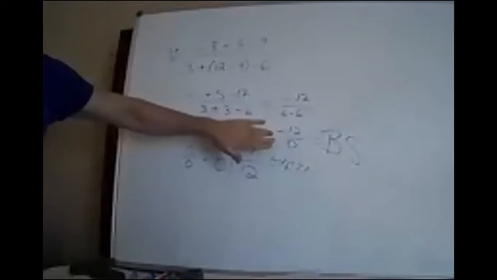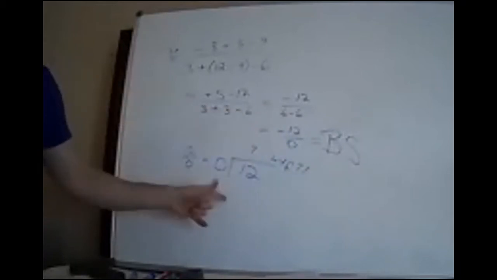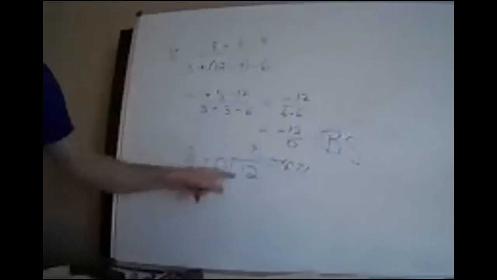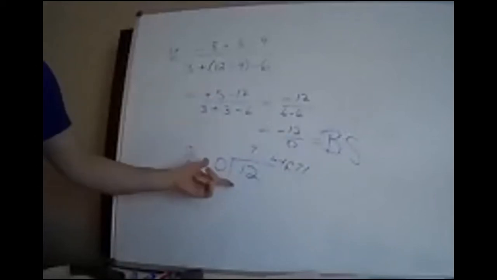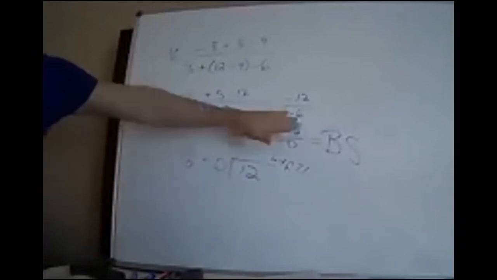You don't have to put the dots. I put the dots. This is BS. Division by 0 is not allowed. This is the reason it's not allowed. You can't do this. How the hell are you going to do this? You can't multiply something by 0 and make a non-zero number like 12. So this is garbage. So we write BS.